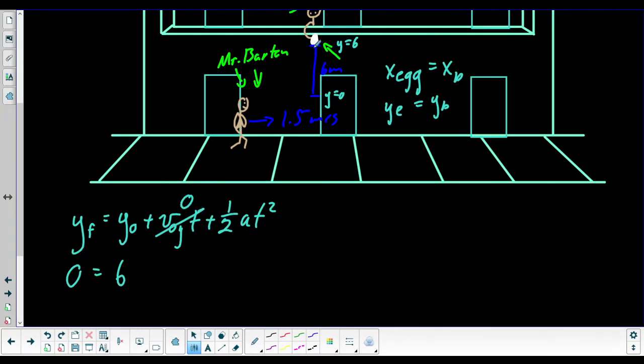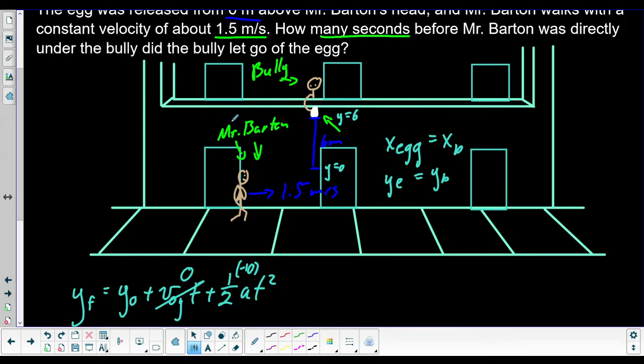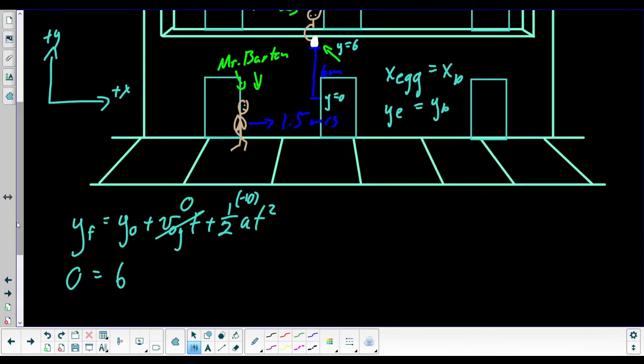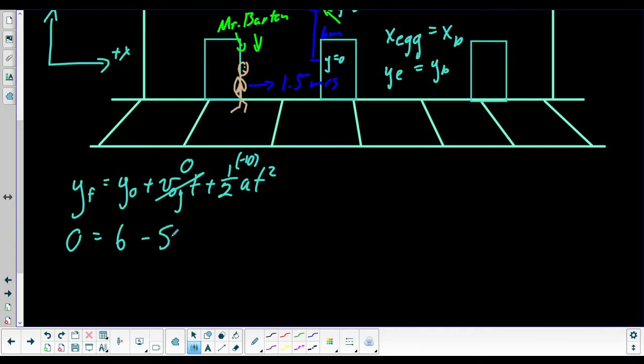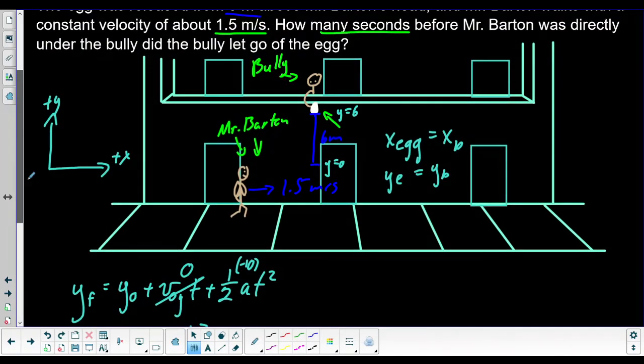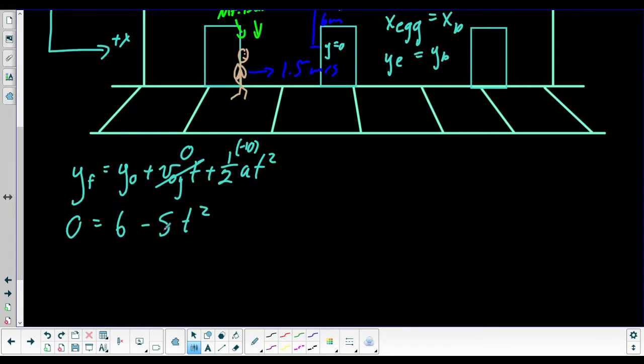So initial velocity will be 0. This egg is in free fall, so our acceleration once again will be -10. Just because if this is 0 and this is +6, we've implied that up is positive y, and we'll just make to the right positive x again. So we have -5t squared. It looks like we can figure out how much time it takes for this egg to drop. Let's solve for the time. Subtract the 6, -6 equals -5t squared.